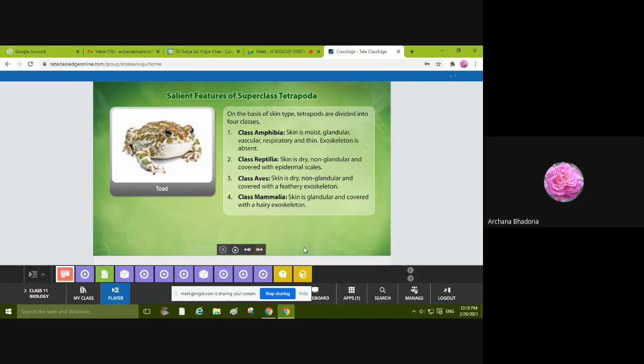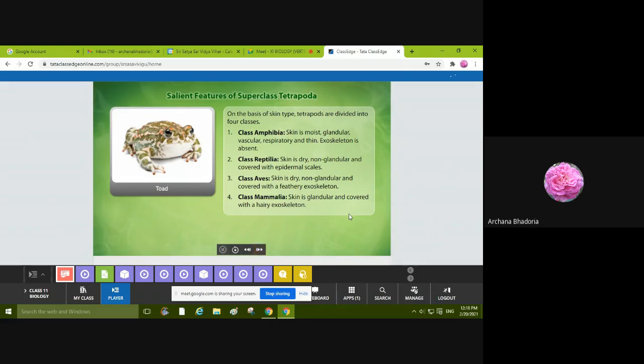So skin is what type? Quickly say. Moist. So just remember the frog for the amphibian, children. You have seen the frog, you know the skin is quite moist, it is slimy. Why is it slimy? Because the skin has glands which secrete mucus. So it is slimy, slippery. Then vascular, supplied with blood vessels, and respiratory because it helps in respiration also.